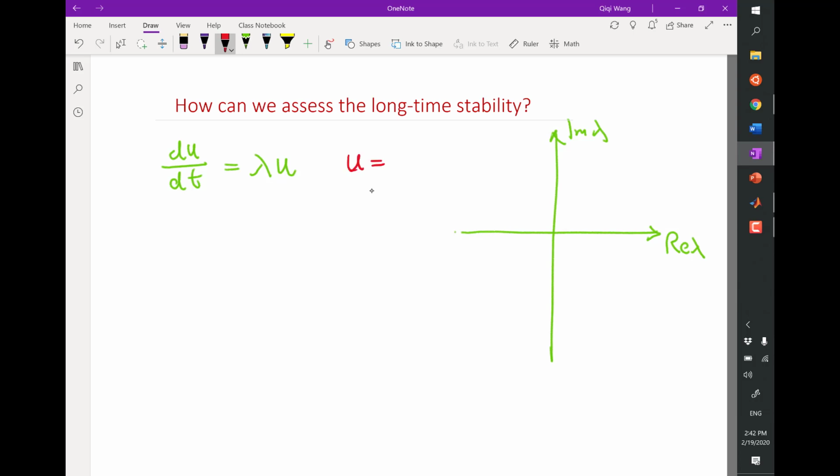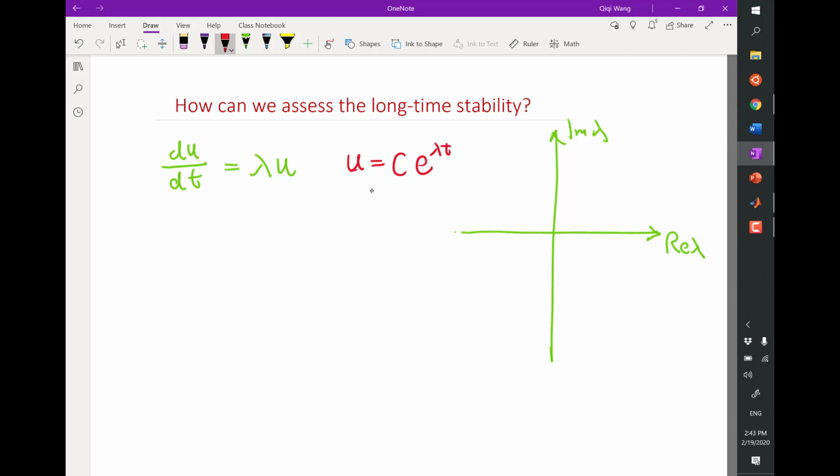u is equal to some constant times e to the lambda t, right? And if lambda is a complex number, you can split e to the lambda t into the product of two parts. One part is e to the real part of lambda times t, which determines the magnitude of the solution. The other part is e to the imaginary part of lambda times t, which determines the oscillation, right? How fast does it oscillate? It's the real part that determines if it's stable or not. It determines the magnitude, right? So basically, whether the solution is stable or not depends only on the real part of lambda.